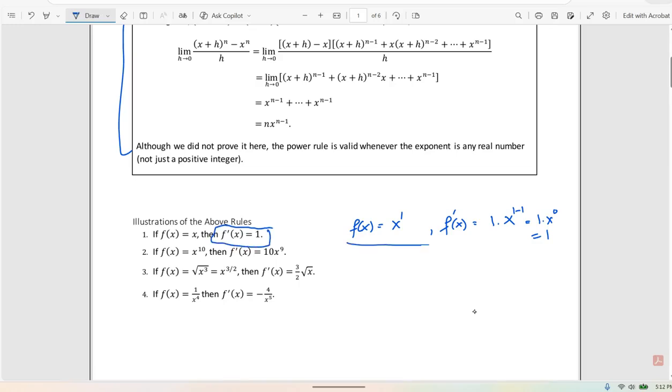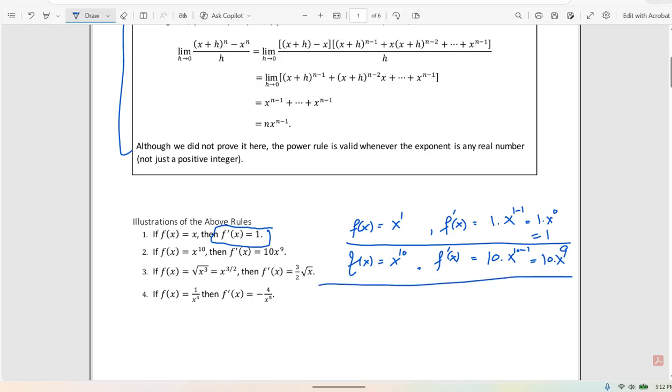Let's practice some more examples here. If f of x is x to the power 10, then the derivative will be the power comes down times x to the power 10 minus 1. So 10 times x to the power 9. Okay.